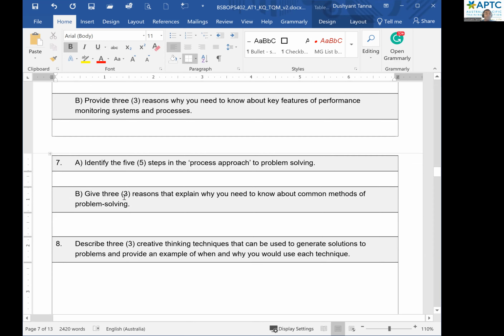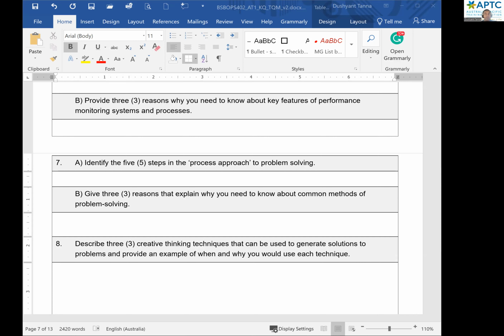Number 7, identify 5 steps in the process approach to problem solving. You need to refer to that one, the process approach of problem solving. If there is a problem, how do you solve it with the process approach?